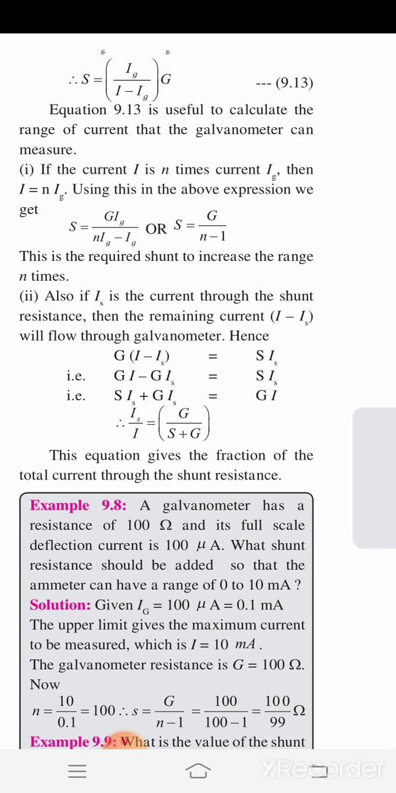That is the conversion of MCG into the ammeter. That ammeter is a current measuring instrument which is always connected in series with the resistance where we have to measure the current.